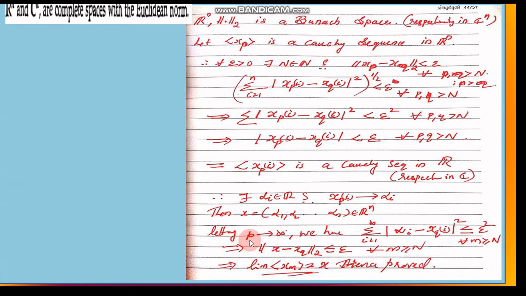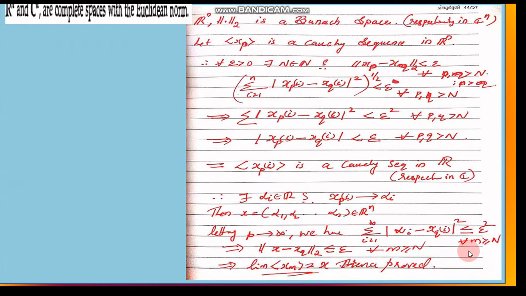Letting p tend to infinity, what we get is sigma i equal to 1 to n, modulus of alpha_i minus x_q(i) whole squared is less than or equal to epsilon squared for all q greater than or equal to N. So what do you get? The norm of x minus x_q, norm 2, is less than or equal to epsilon for all q greater than or equal to N.